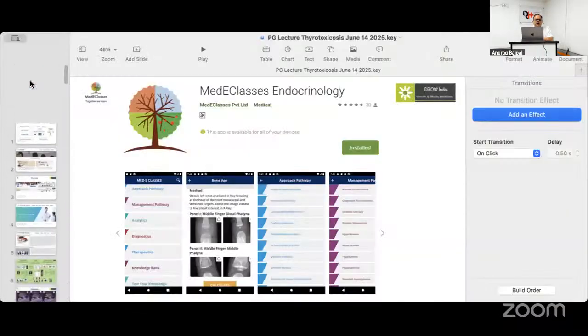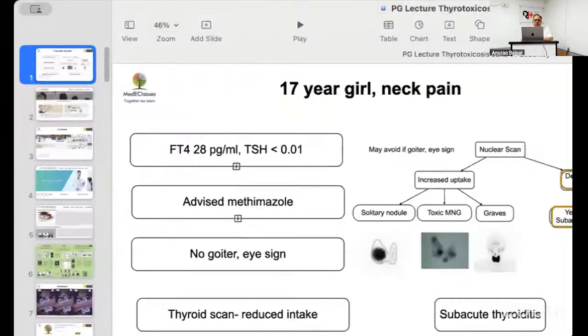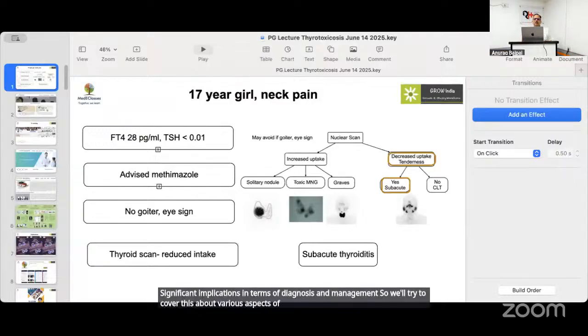So, good afternoon, everybody, and apologies for the delayed start due to some inadvertent technical issues. We'll be talking about a very, very important disorder, that is thyroid disorder, about thyrotoxicosis, which is extremely relevant from a pediatric endocrine perspective and which has significant implications in terms of diagnosis and management. So we'll try to cover various aspects of thyroid disorder.